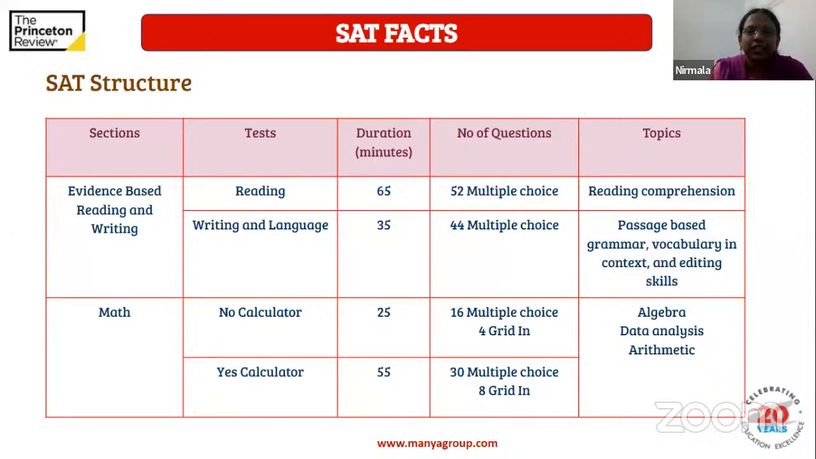Coming to the next, writing and language. This is the second test. It is also passage based, and it tests grammar, vocabulary in context, and other items. These two tests together give you a score for evidence-based reading and writing, which is considered the SAT verbal score. Coming to math, you have a no calculator section and a calculator section.